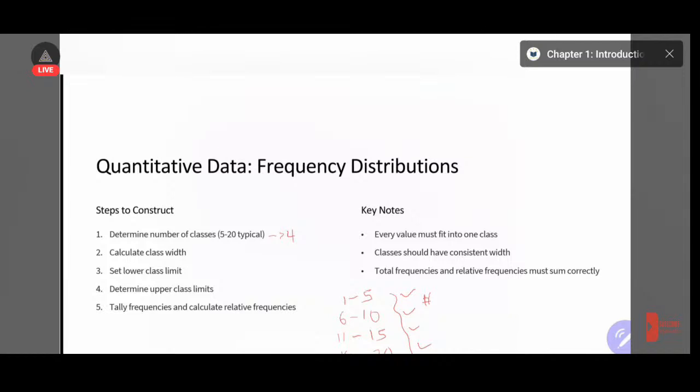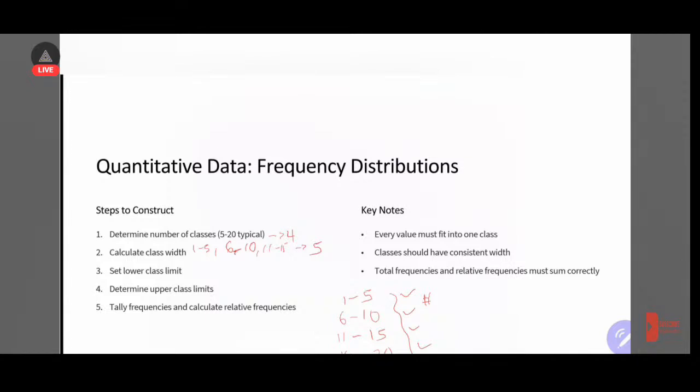Secondly, you calculate the class width. How do you calculate the class width? There are some methods used in calculating class width, but the easiest method is this: 1 to 5, 6 to 10. The difference between these, the width, is 5. 6 to 10, 11 to 15, 16 to 20, they are 5 values each. So what is the class width here? If you look at the width, it is 5.